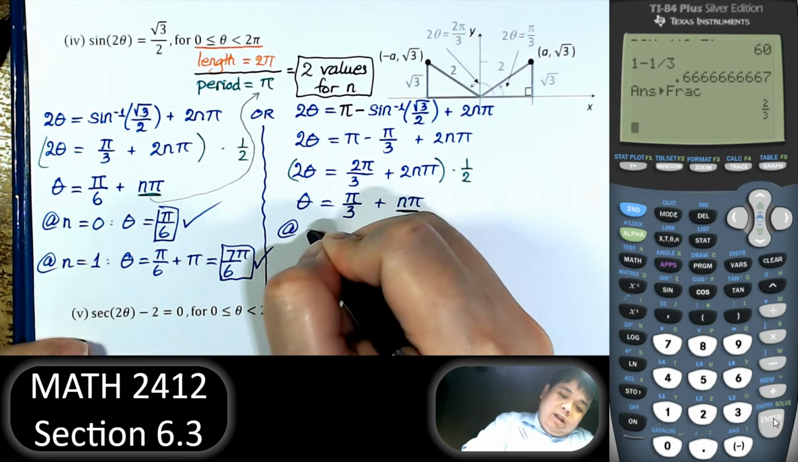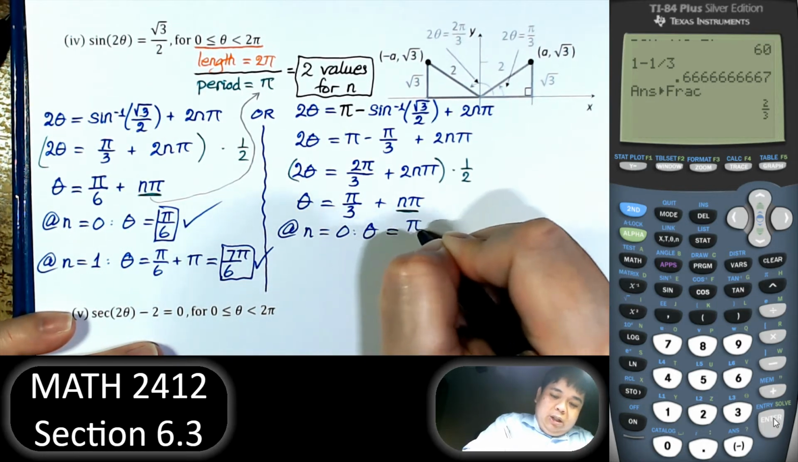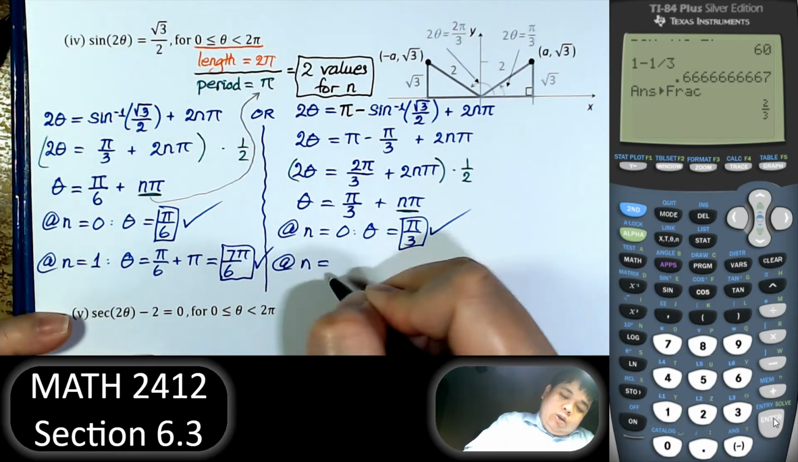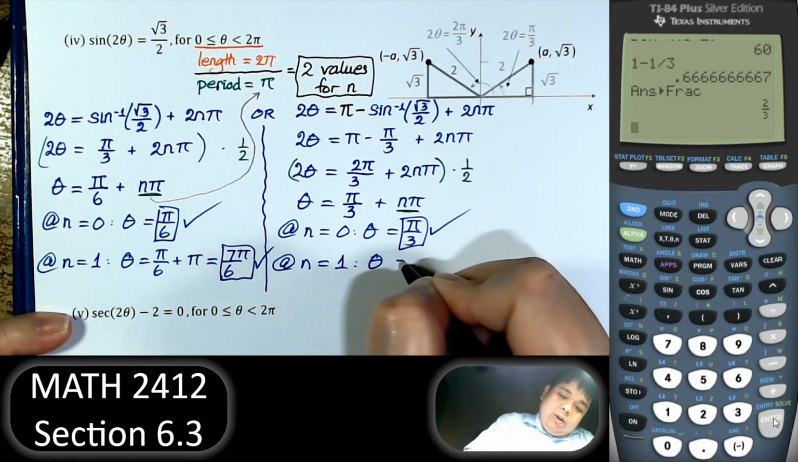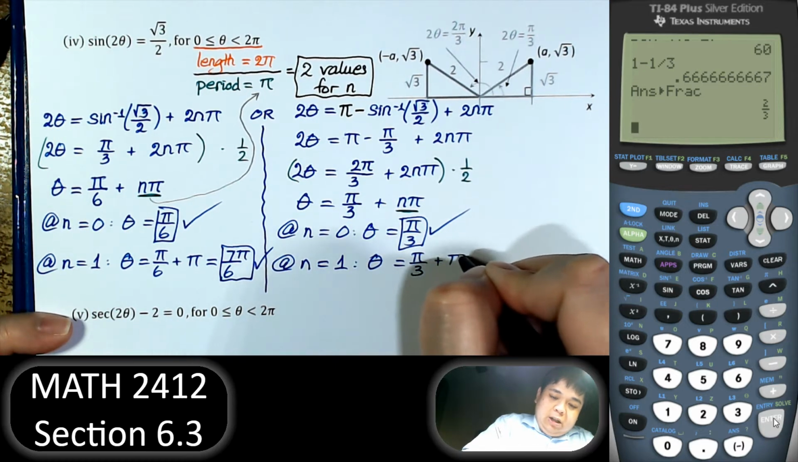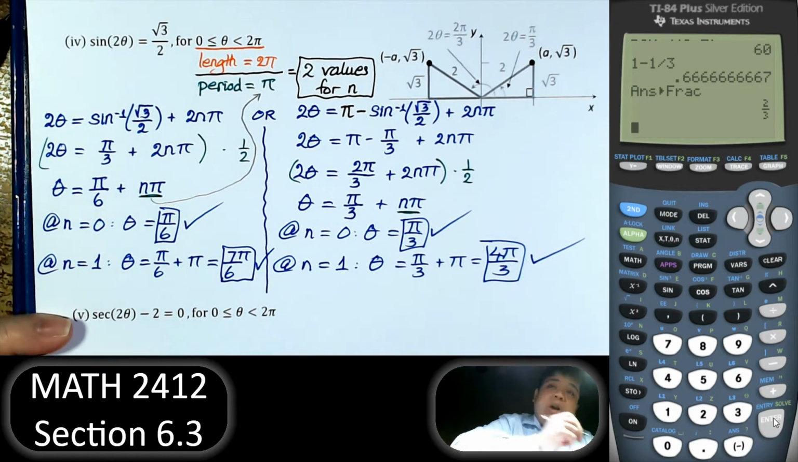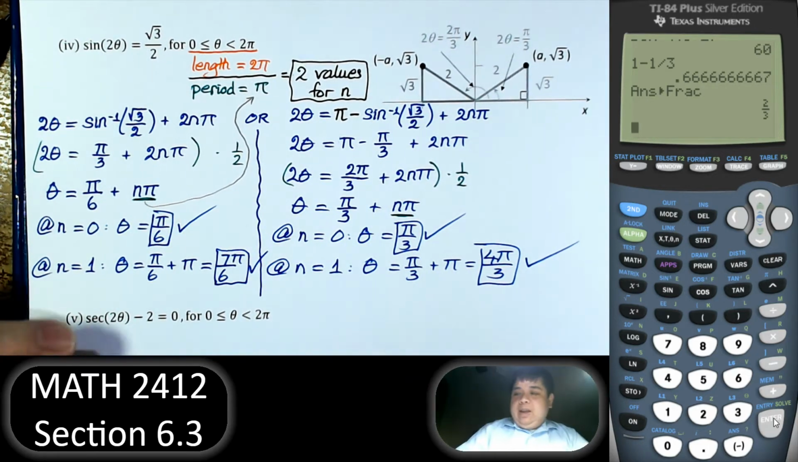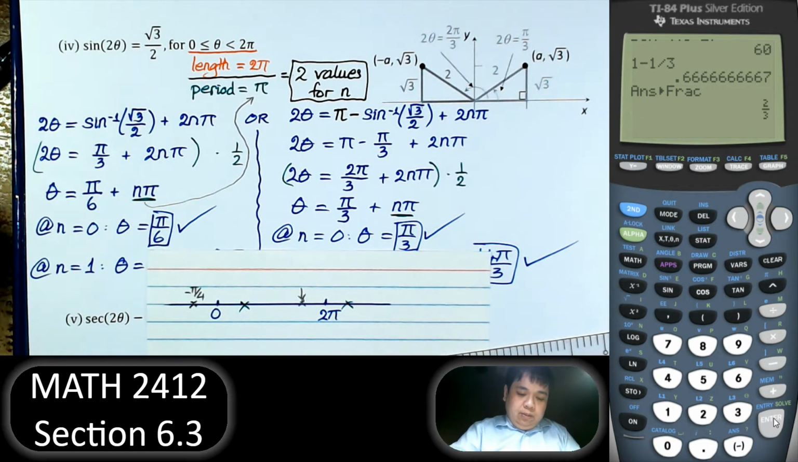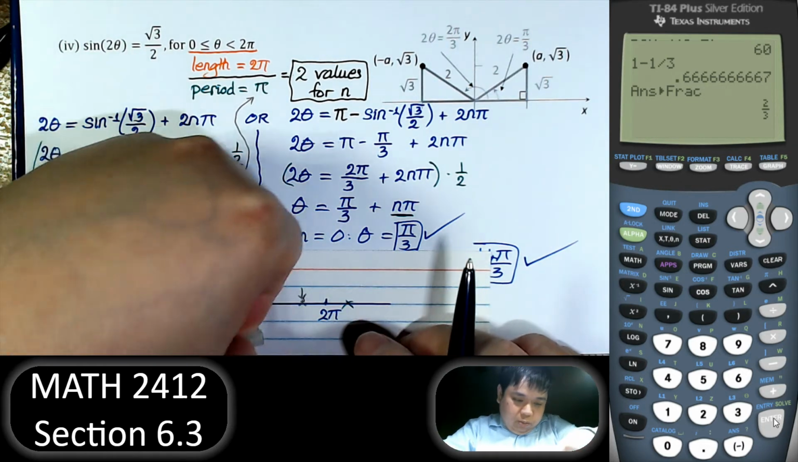Now over here, same thing. At n equal to 0, we have pi over 3, between 0 and 2 pi. And at n equal to 1, theta equals pi over 3 plus pi, which is 4 pi over 3. This is also between 0 and 2 pi. Yes, so that checks. Right. Now in terms of the solution. Let's see.